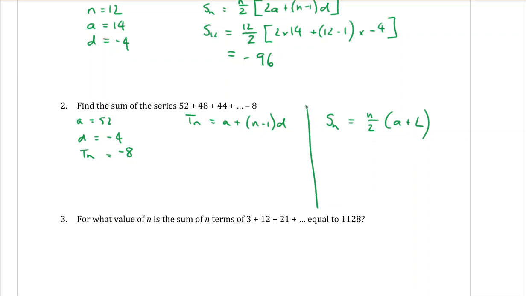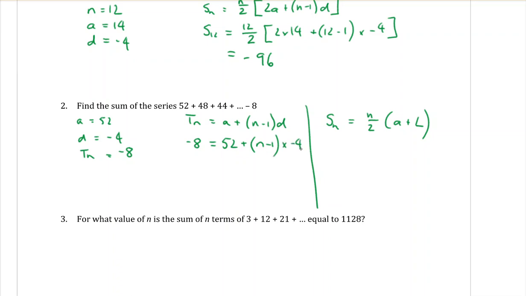Okay, so I'm going to have to use that formula first so I can work out the n. The term is negative 8 equals a, which is 52, plus bracket n, which I'm trying to work out, so n minus 1, and d is equal to negative 4.